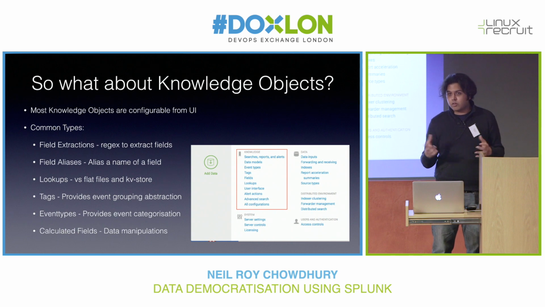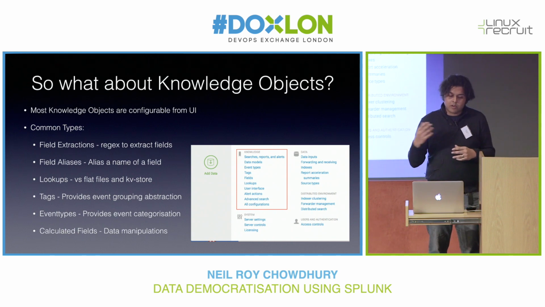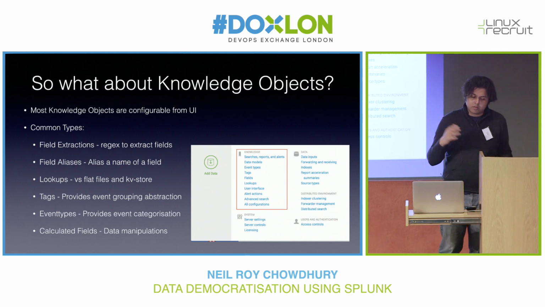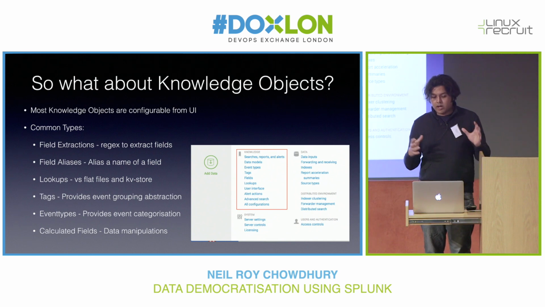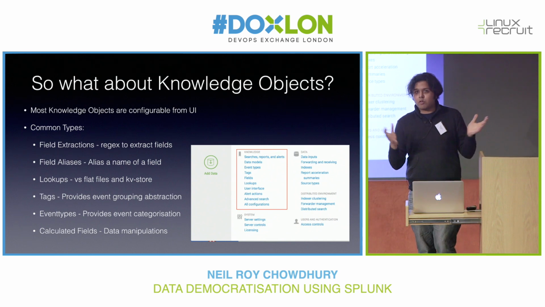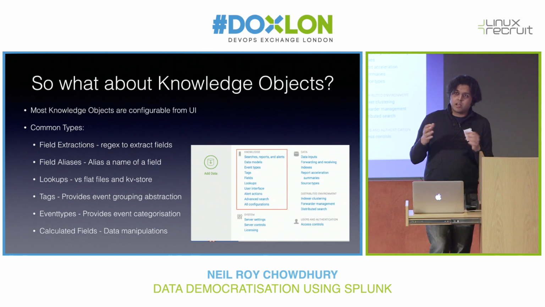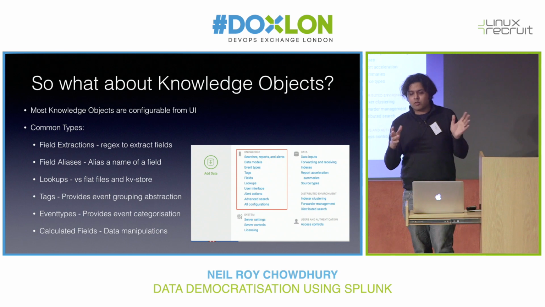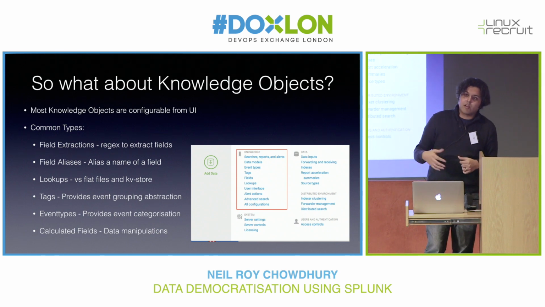So there are field extractions that you use regex to do, and that's a common way of doing it. And then you have field aliases that alias your fields, and lookups that basically enrich your data on the fly, and tags and event types. So tags group things. If you've got web logs, you tag it web, right? And with event types, you basically use keywords to formulate and categorize what your data actually is. And then eventually you have calculated fields.